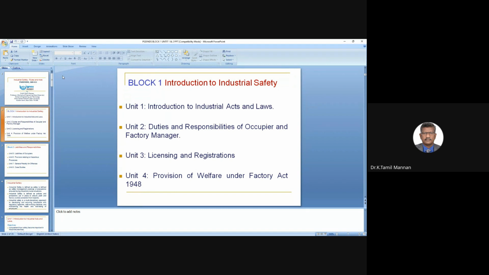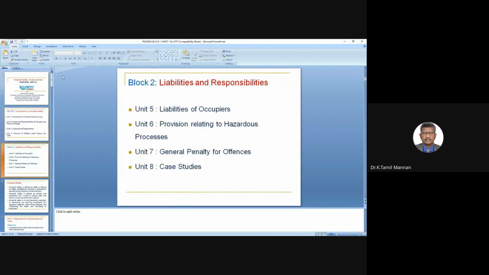Unit 3 deals with the licensing and registration of the factory or industry or firm or unit, whatever it is. And unit 4 covers the various provisions under the Factory Act 1948 for the welfare of the employees. Block 1 covers all these 4 units, and block 2 deals with liabilities and responsibilities. This block 2 also has 4 units.